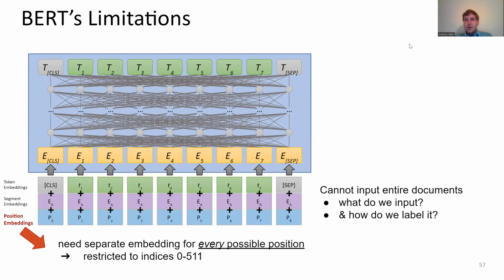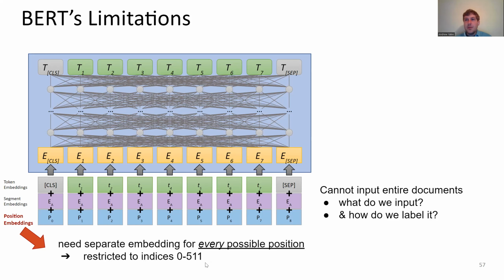So first, remember when we were creating BERT's input, we needed these position embeddings for every possible position. So we have an embedding of what it means to be at position 0. We have an embedding of what it means to be at position 1, and so on. We have all these position embeddings. Well, what this means is that we have some maximum input that we can provide to BERT. Typically, the standard BERT model is trained with 512 position embeddings, meaning we have positions 0 through 511.